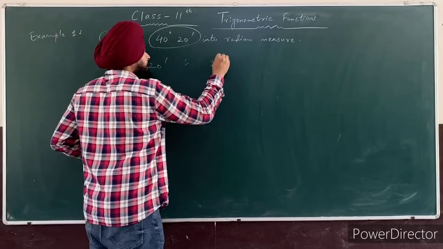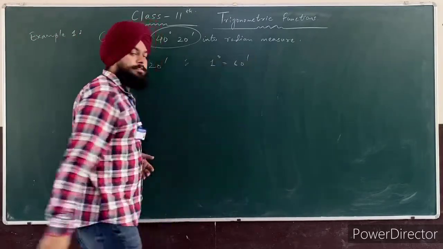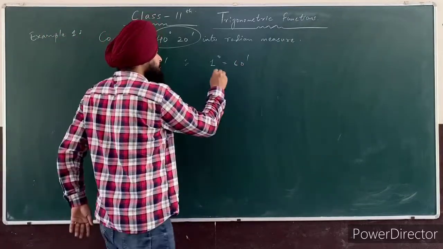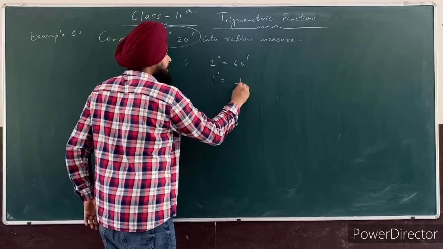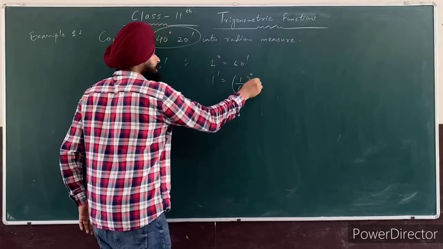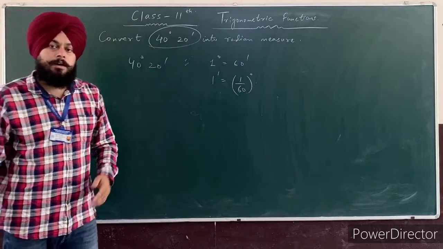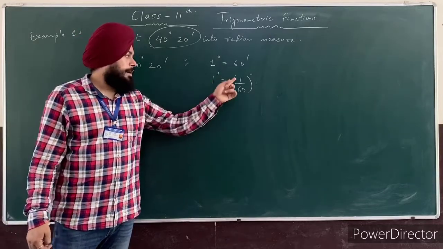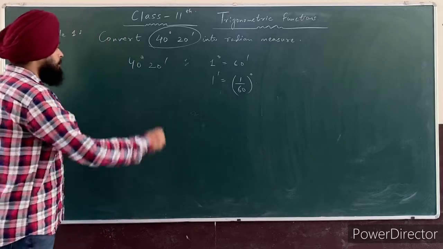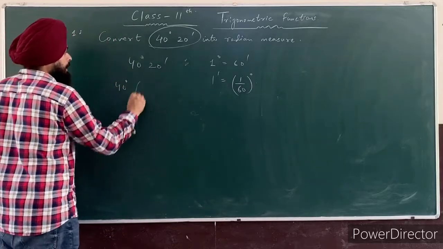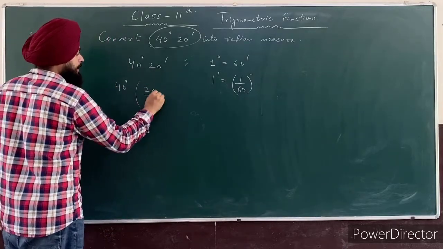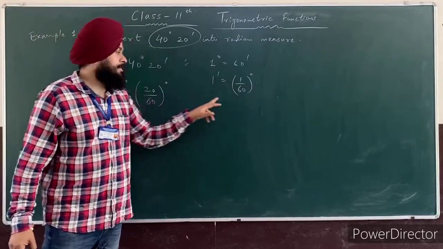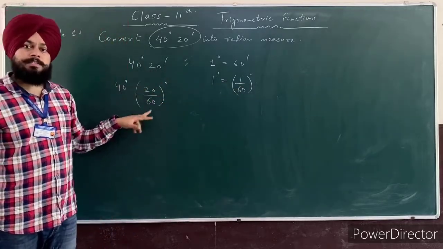So in 1 degree there are 60 minutes. एक डिग्री में 60 minutes होते हैं, ठीक है? So in 1 minute how many degrees? 1 by 60 degree. Clear? अगर एक डिग्री में 60 minutes थे, तब in 1 minute there is 1 by 60 degree. So in 20 minutes there is 20 by 60 degree, because in 1 minute there is 1 by 60.